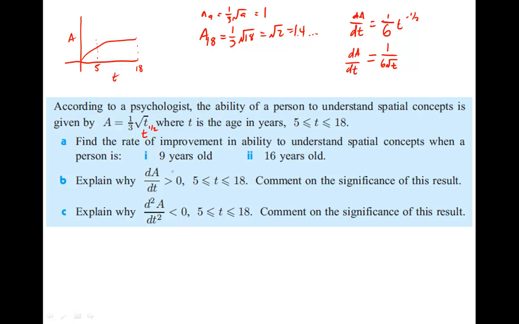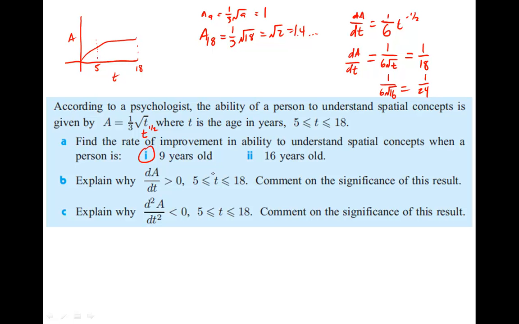Now, when they're 9 years old, you can put the 9 in, so you would get dA/dt is 1 over 6 times the square root of 9, which would be 3, so that would be 1/18, the answer to letter A here. Oh, sorry, it should be 16. I did 18 before, so if I did 16 years old, I would do 1 over 6 times the square root of 16, which would then be 1/24.